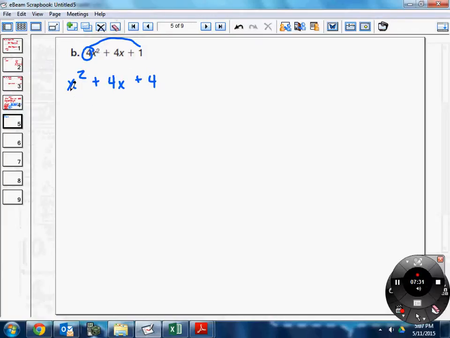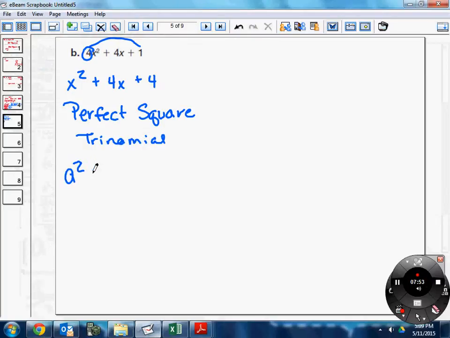Okay, well, I can recognize that this is a perfect square trinomial because everything inside of it is a perfect square. Not only is it a perfect square, but it's a perfect square trinomial. So if we're going back and looking at these notes, we want to be looking at this section. A perfect square trinomial is in the form of a squared plus 2ab plus b squared.